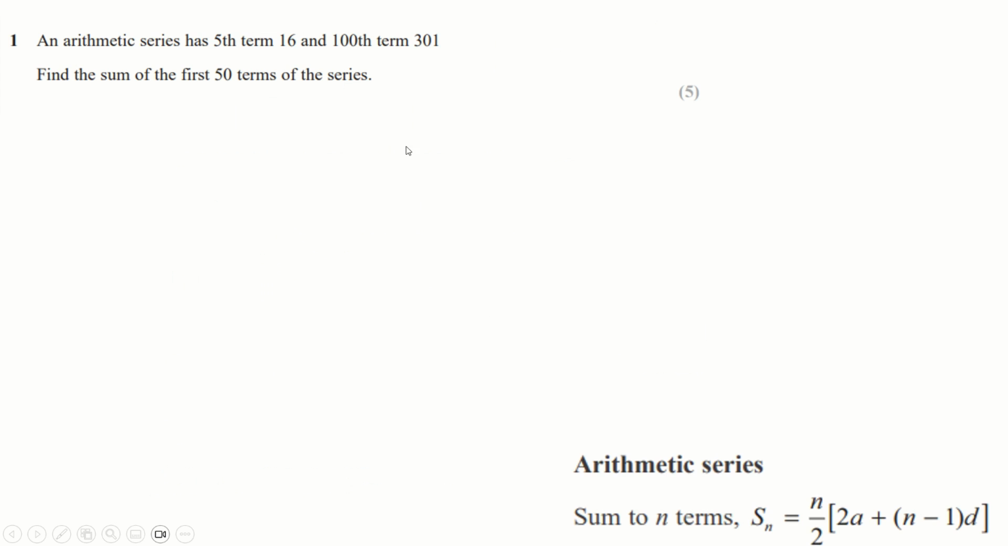Let's just do it. There is some information about arithmetic series in the formula book, but really all we need to know is that it starts with the term a, and then you add on some number d, and then you add on another d to get to the next, and then another d, and it just looks a bit like this. So the fifth term, 1, 2, 3, 4, 5, is a plus 4d, so that's equal to 16.